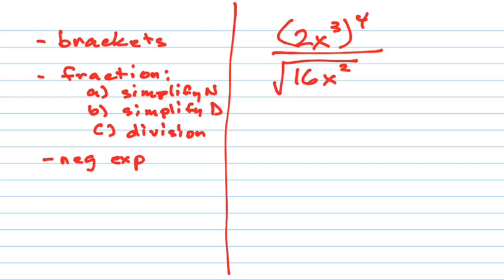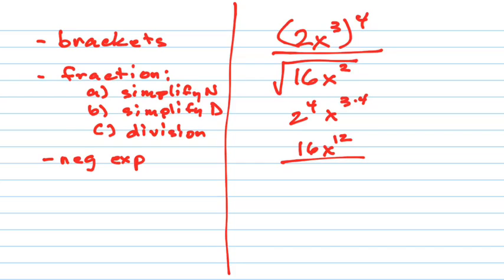We have a bracket, right, in the top of a fraction, so we got to deal with that first. 2x to the third I can't do anything to, but is there an exponent on the bracket? Yes. So that means that we can raise everything inside to the fourth power. So 2 to the fourth power, x to the 3 times 4 gives us, what, 16x to the 12th? Yes. Not too bad.